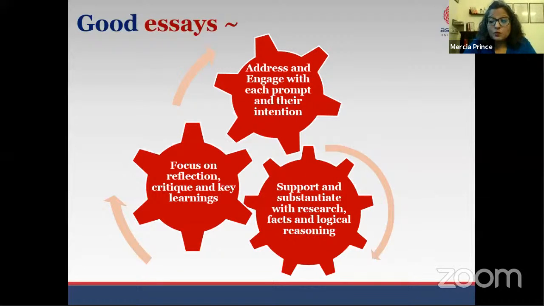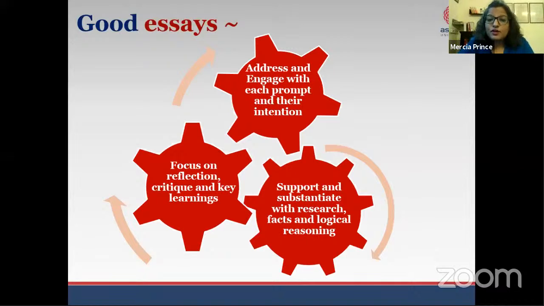A good essay would also be one that supports and substantiates whatever point of view you take, with some research, with some facts, with some logical reasoning. It's not just something you're throwing out there which doesn't seem to have any backup. So in whatever way you analyze each of those prompts, we want to see essays that are substantiated.